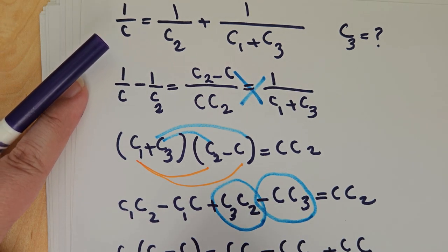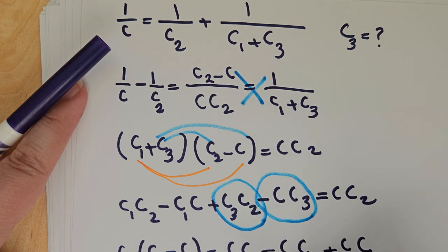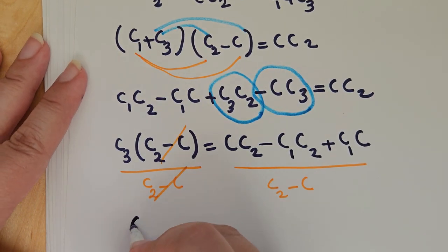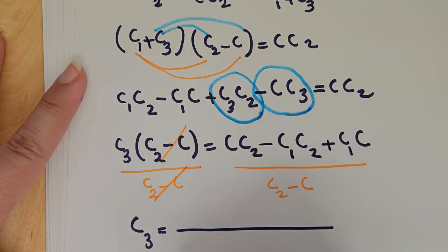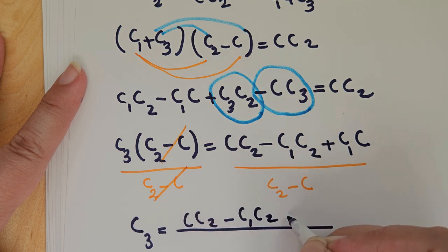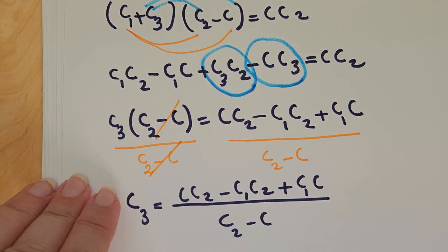Okay. Now dividing by the coefficient, canceling out. So I can rewrite the final answer. C2 minus C1, C2 plus C1 C divided by C2 minus C, and I think there is nothing we can simplify. That is the final answer. Moving on to the next question.